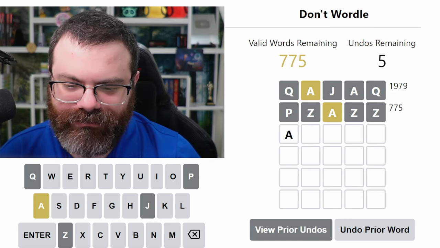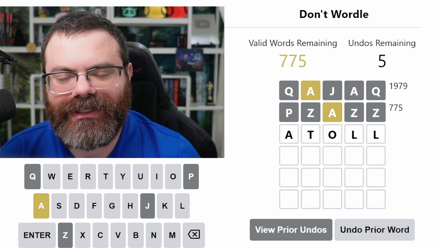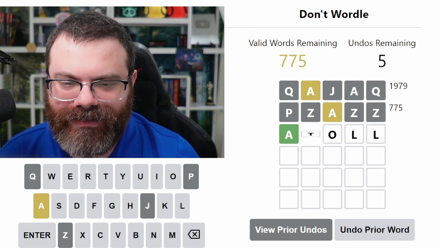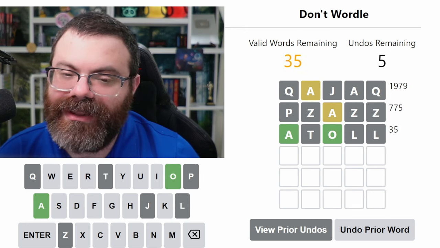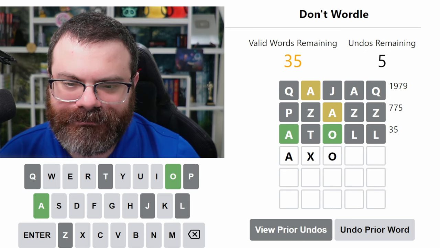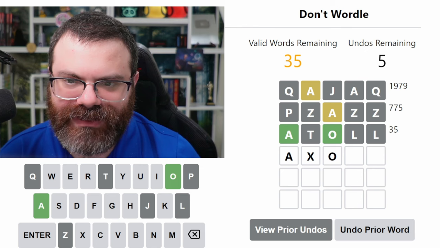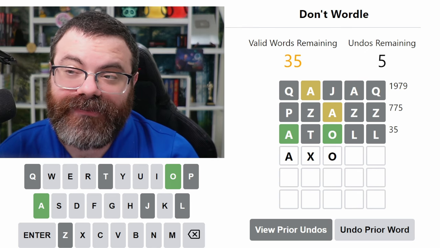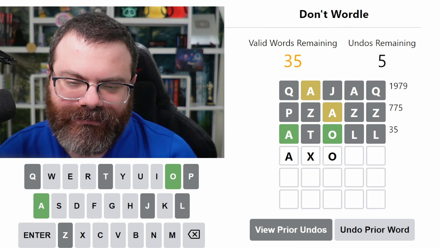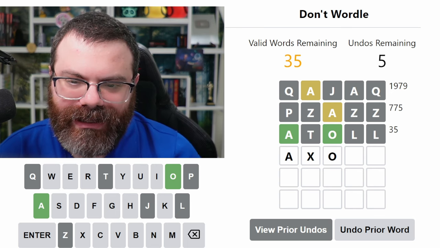What should I do? It's tempting to do atoll. I know L and T are really common, but it only introduces one more O and it does double up the L. So let's do that. Well then, okay. So we might be at the point where I just have to figure out what the word is and undo, but we'll see. This game has five undos, which is very generous. But you can't undo if you accidentally guess the word. If you accidentally Wordle, you're done. You can't undo that. So we have to figure out what the word is without accidentally guessing it.